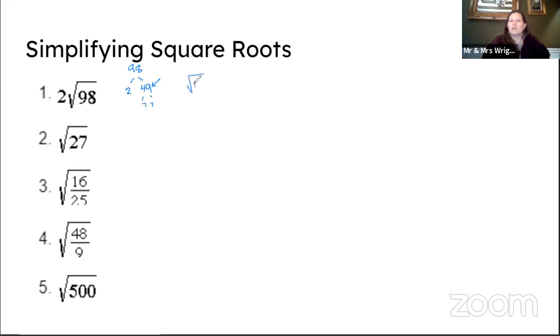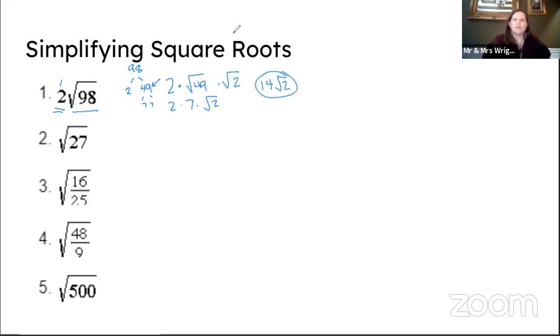So I can do square root of 49 times square root of 2. And I can't forget my 2 here at the beginning. So I've got all 3 things. I've got my 2 at the beginning, and then square root of 49 times square root of 2, which makes my square root of 98. Now, next step, 2 times square root of 49 is 7, so 2 times 7 times square root of 2. 2 times 7 is 14 square root of 2. And that's my final answer.